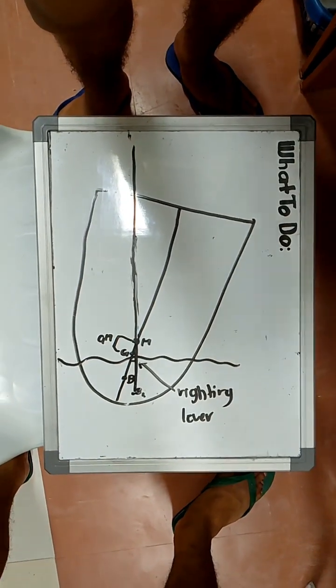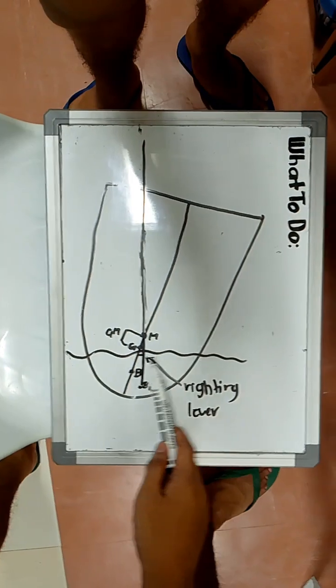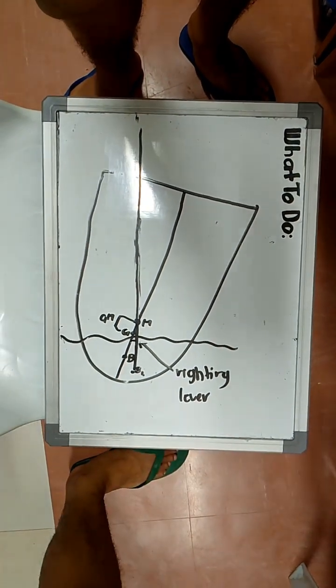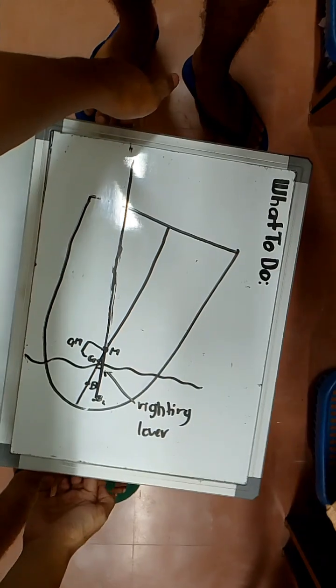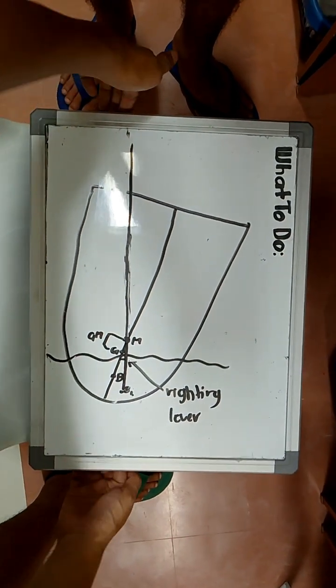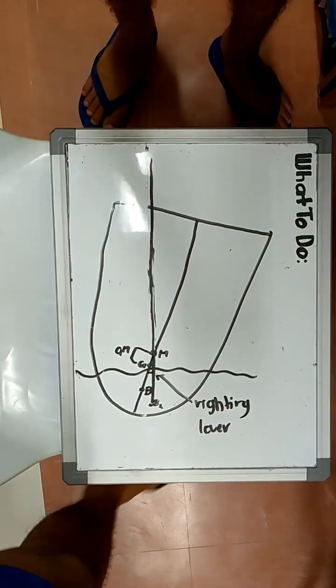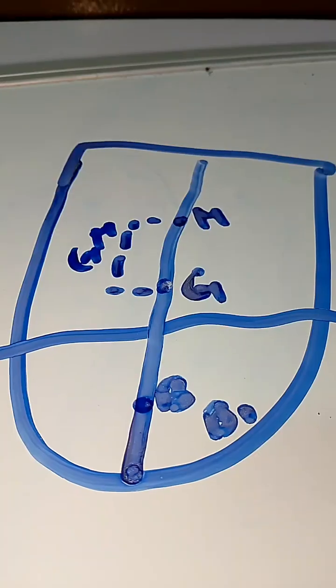Now, we made the GM shorter and the righting lever shorter. So if we apply force on both endpoints, now it is much harder to move. So the difference between a shorter GM and a longer GM affects the rolling period of a ship.